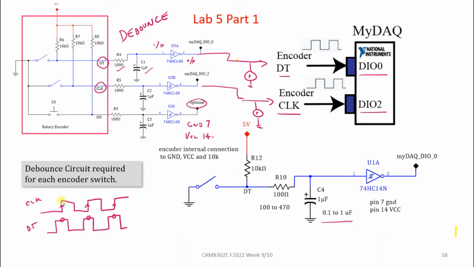And the encoder that we're using generates 20 of these pulses per 360 degrees. That's why each pulse represents 18 degrees per pulse. And it'll take 20 of those pulses to go 360 degrees or 1 revolution.